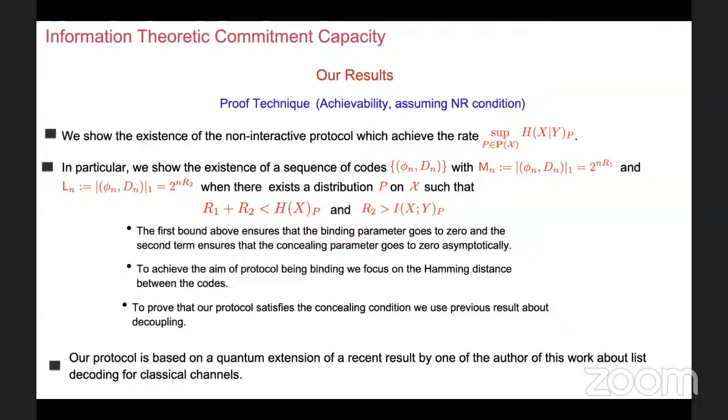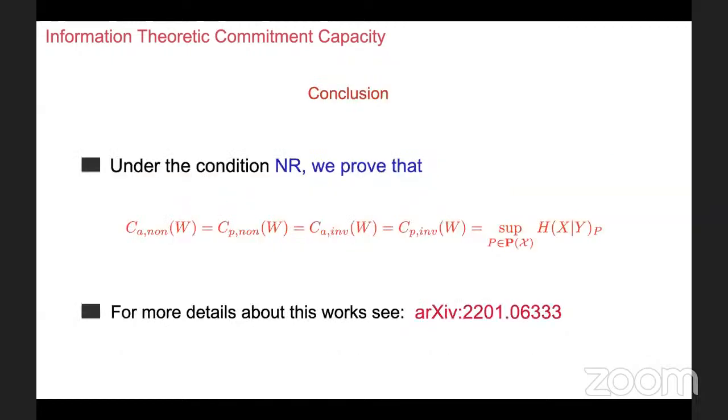Our protocol is based on the quantum extension of a very recent paper by Masahito Hayashi in the classical case for list decoding. And this achievability protocol is the quantum version of his protocol in the classical setting of list decoding. So I would now summarize this.